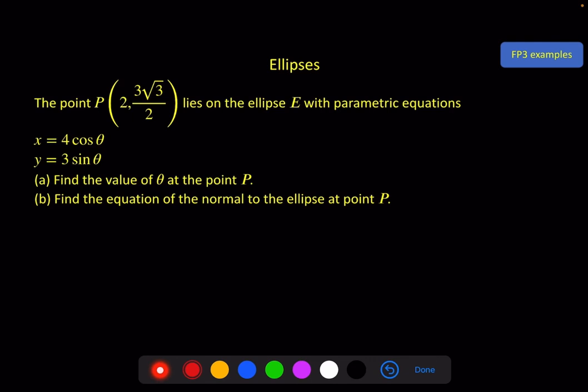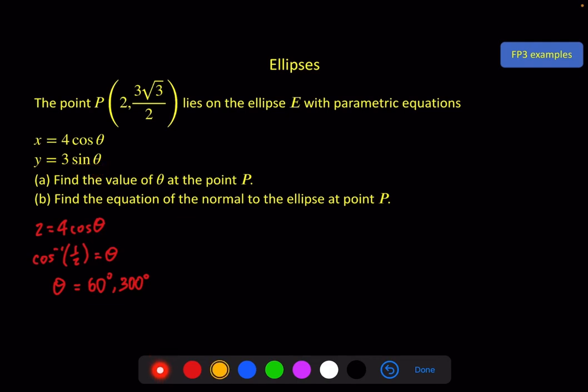So if x is 2, then 2 must equal 4 cosine theta. So cosine of theta must equal a half, so the inverse cosine of a half is equal to theta. And if memory serves, that is equal to either 60 or 300. Now we have two options there, so we're going to do the other one as well and see which one it is.